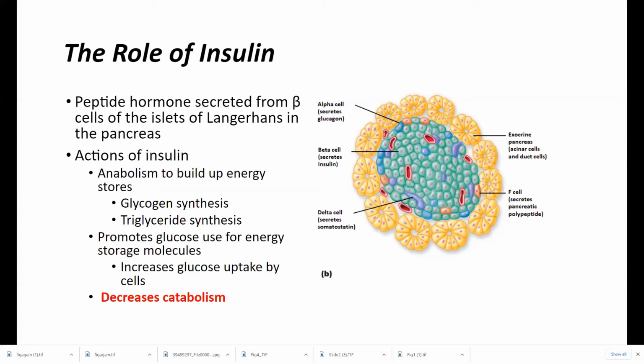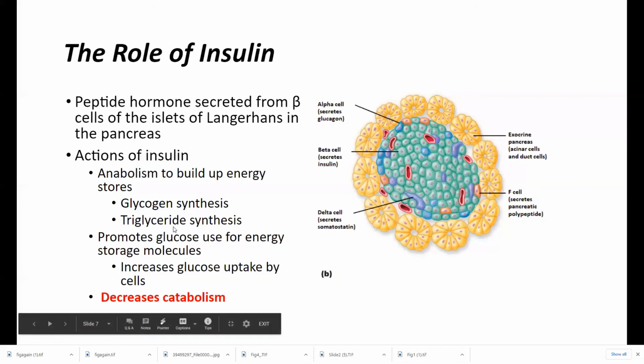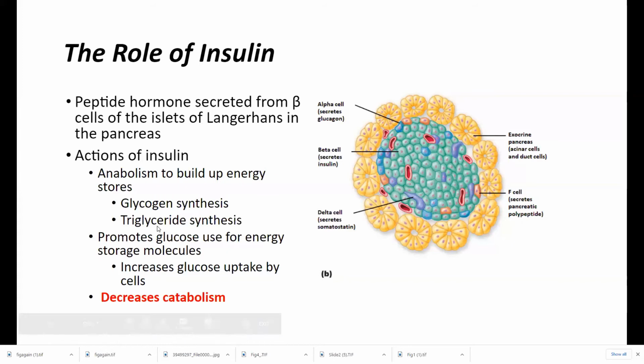Insulin does anabolism. So anabolism is building stuff up. Anabolic is a process that builds something up, builds larger molecules. So we're doing anabolism to build up energy stores. This means we're making glycogen. We can take glucose, smack them together, make big branching chains of glucose, and store them as glycogen. And we can also tack together a bunch of fatty acids with a glycerol, create triglycerides, so our fats.